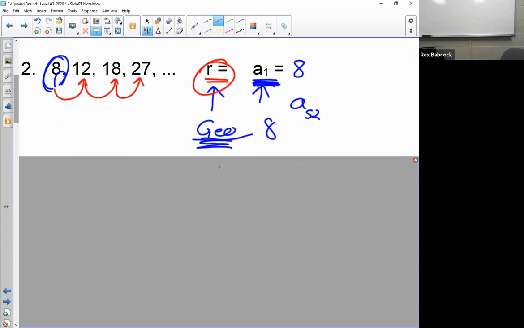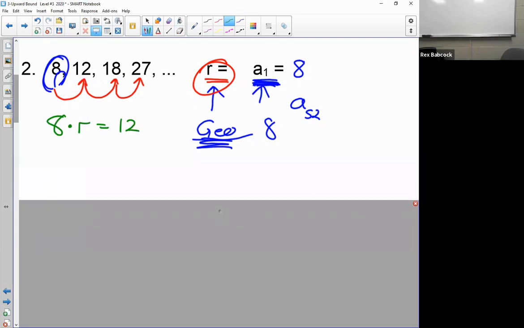Well, if I do that, I'm going to make an algebraic problem out of it. I'm going to say 8 times some number, which we're going to call the ratio here, equals the next term, 12. Get rid of the 8, I divide both sides by 8, and the ratio is 12 eighths, or taking out 4 out of each of them, 3 halves. So I multiply each of them by 3 halves.